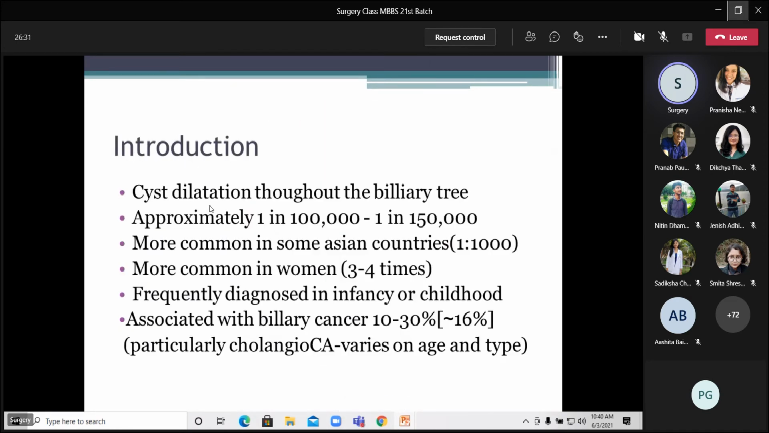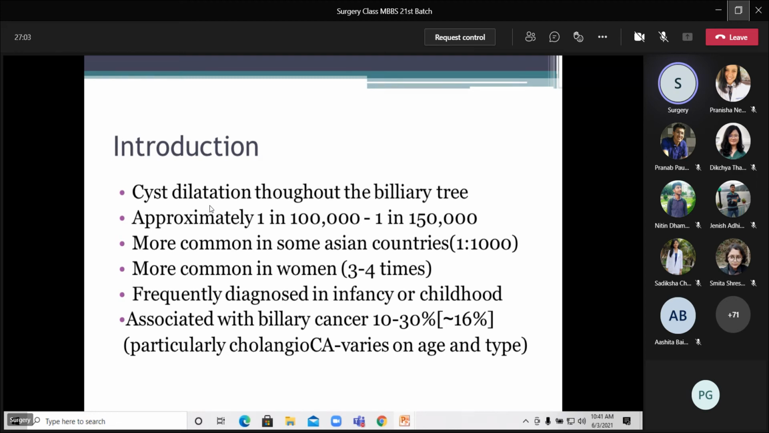Now we'll go into the introduction. Cystic dilatation throughout the biliary tree. More common in Asians, more common in women. Frequently diagnosed in infancy or childhood. Associated with biliary cancer. Why we are so worried about choledochal cyst is its association with biliary cancer. 10 to 30% of choledochal cysts get converted into cholangiocarcinoma.